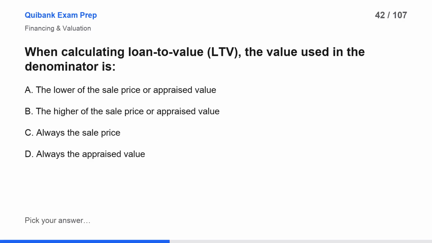When calculating loan-to-value, LTV, the value used in the denominator is A. The lower of the sale price or appraised value. B. The higher of the sale price or appraised value. C. Always the sale price. D. Always the appraised value.